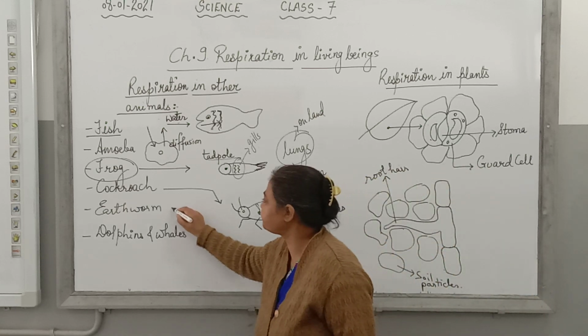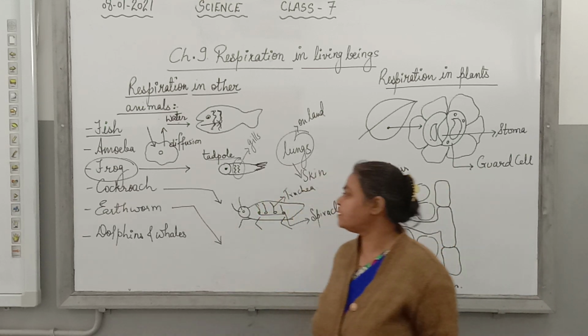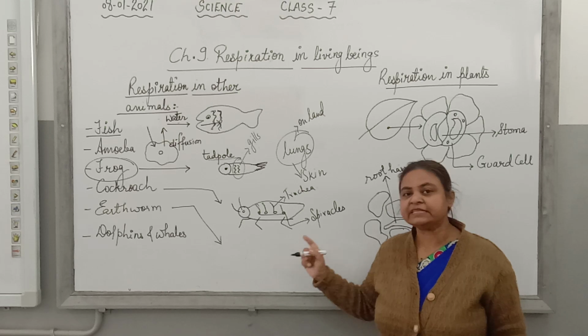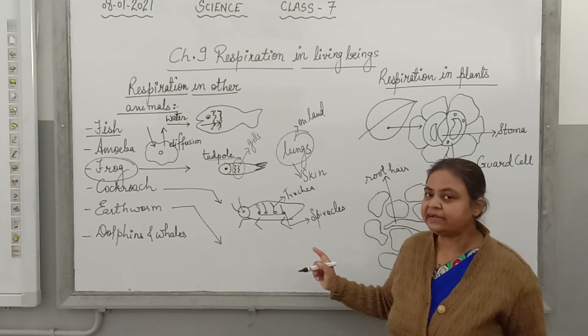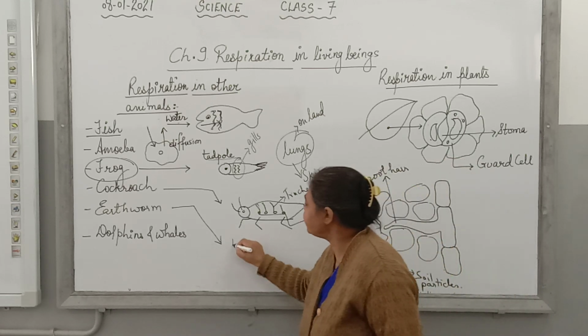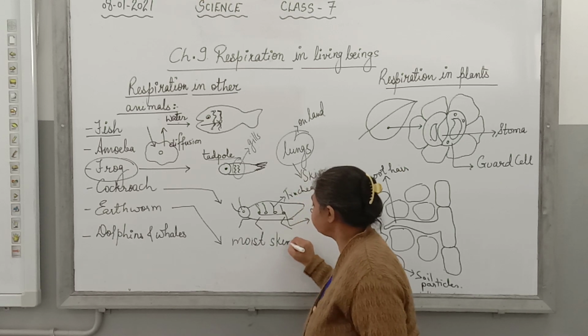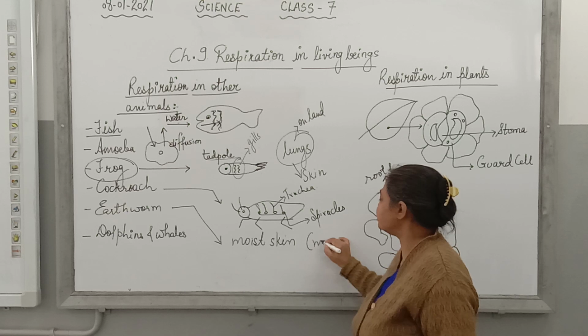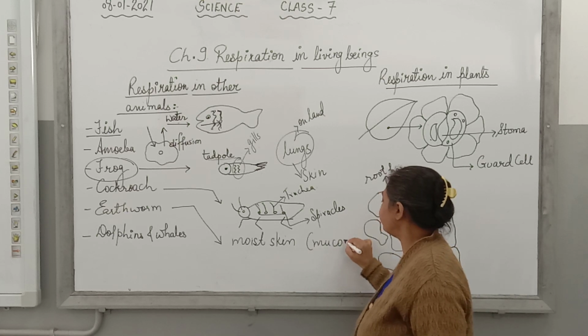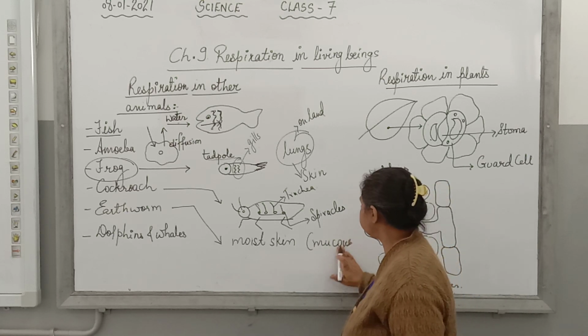Then earthworm. Earthworm belongs to another category. It is an annelid and it breathes through moist skin. The skin is covered with mucus, which is a sticky, moist substance which keeps the skin wet.